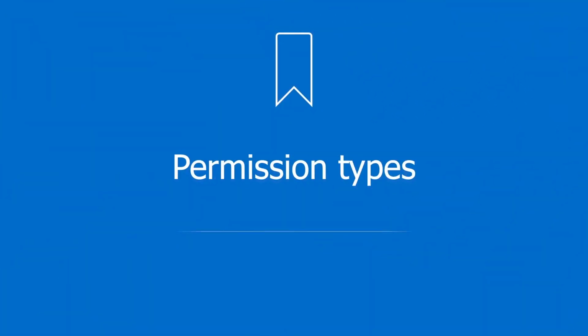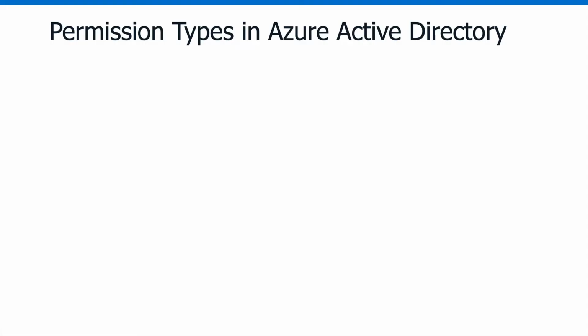In the previous section, you learned about permissions and saw that they have scopes. In this section, we're going to talk about permission types and see what their role is with Azure Active Directory. Let's talk about two key permission types that can be used with Azure Active Directory.